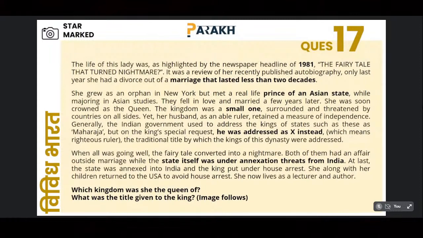Both of them had an affair outside marriage while the state itself was under annexation threats from India. At last, the state was annexed into India and the king was put under house arrest. She, along with her children, returned to the USA to avoid house arrest. She now lives as a lecturer and author.